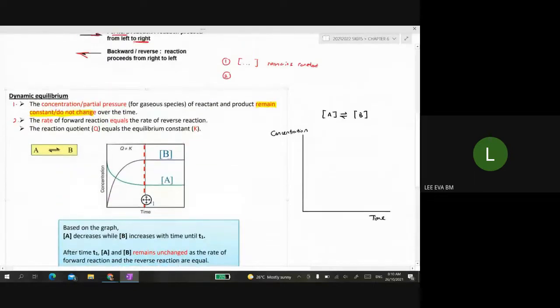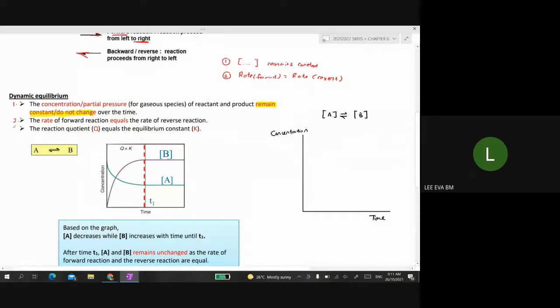Okay, so if you want to jot down your short points also can. So rate forward, okay, equals to the rate reverse. It doesn't mean that the reaction stops, but reaction tak berhenti. Dia masih berlaku lagi tapi dekat rate yang sama.